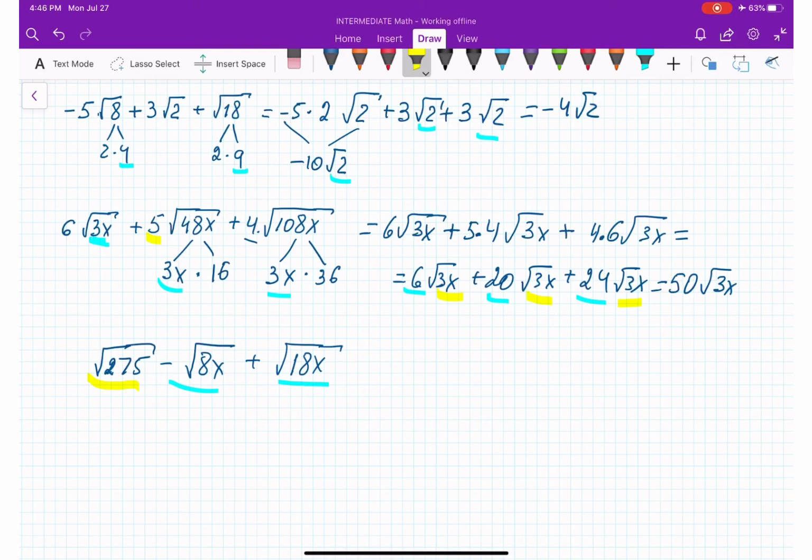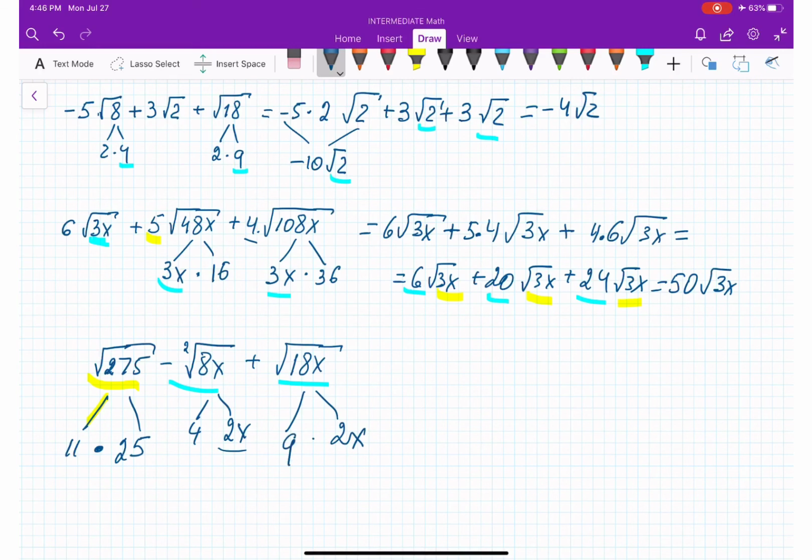Let me see. 275 I can break down as 11 and 25. How about 8x? 8 I can break down into 4 and 2. And let me guess, this x I'm attaching to 2 because x cannot come out. It's only degree 1, while we need 2, right? And 2 is going to stay underneath anyway, so we will put 2x. 18, so let me see if I can get 2x out of here.